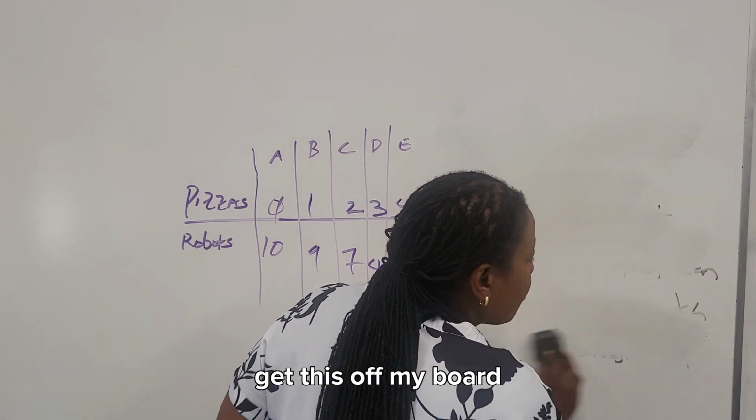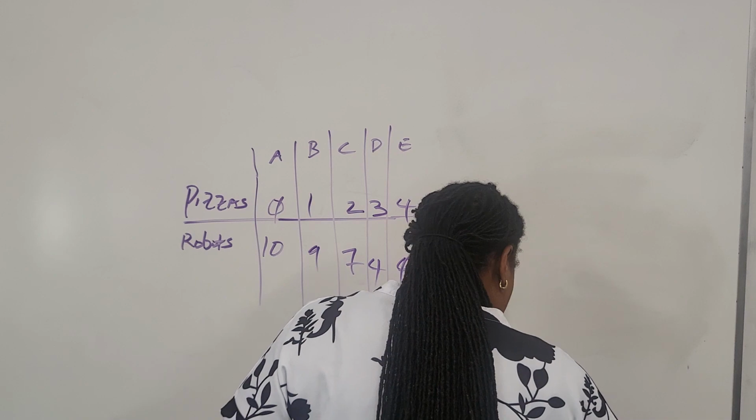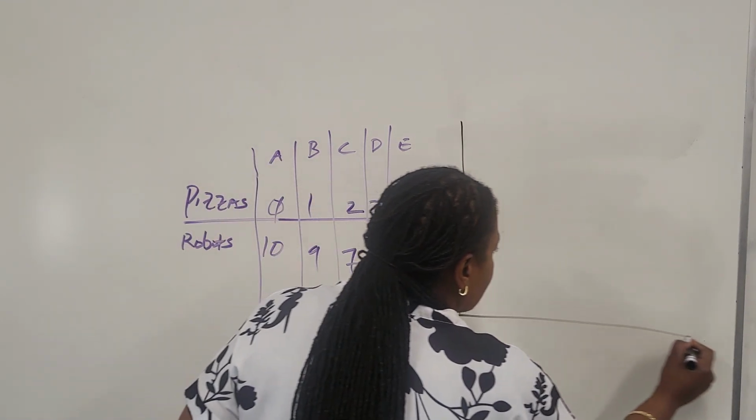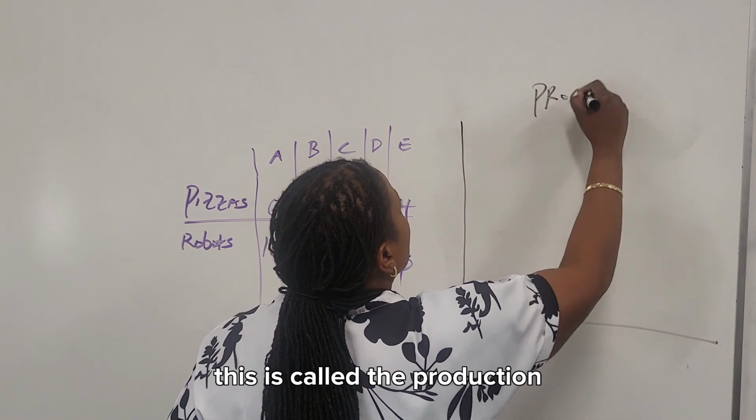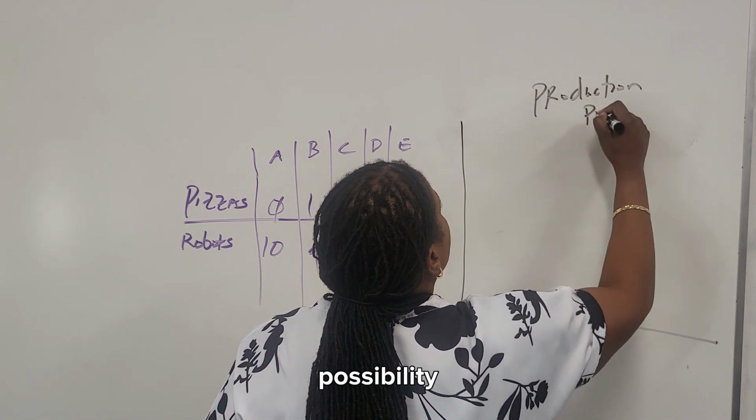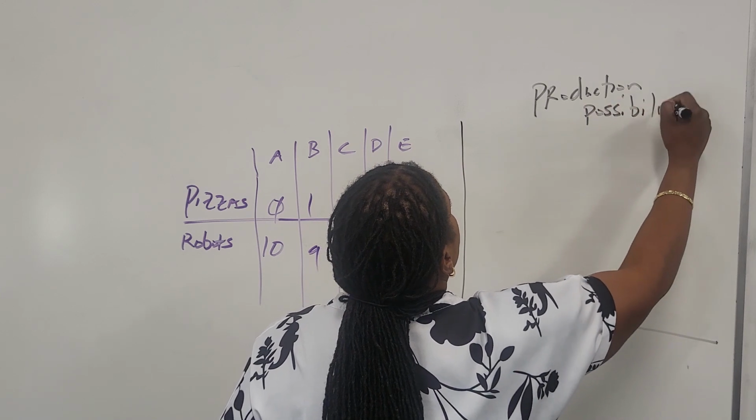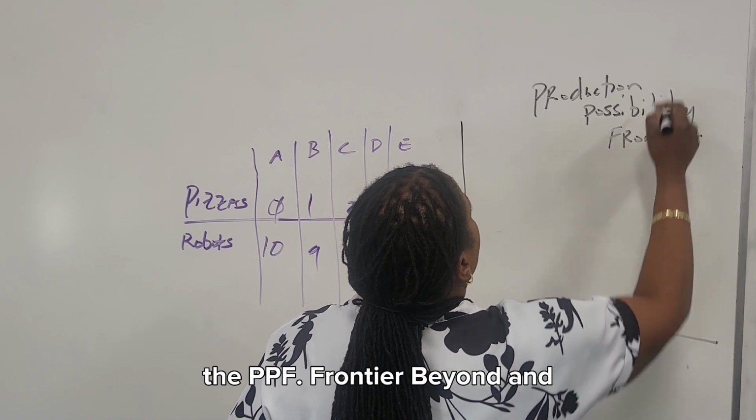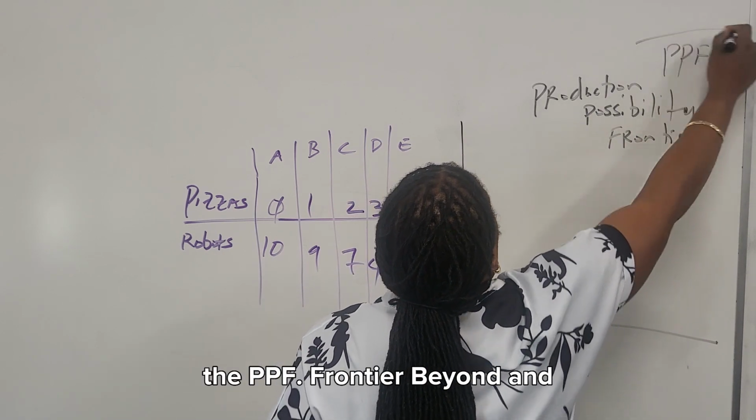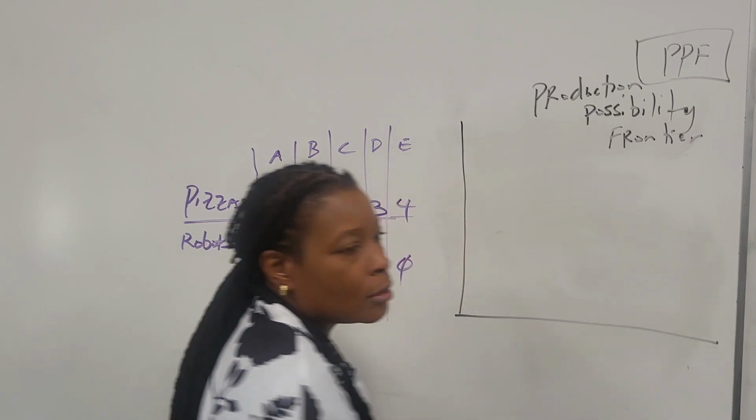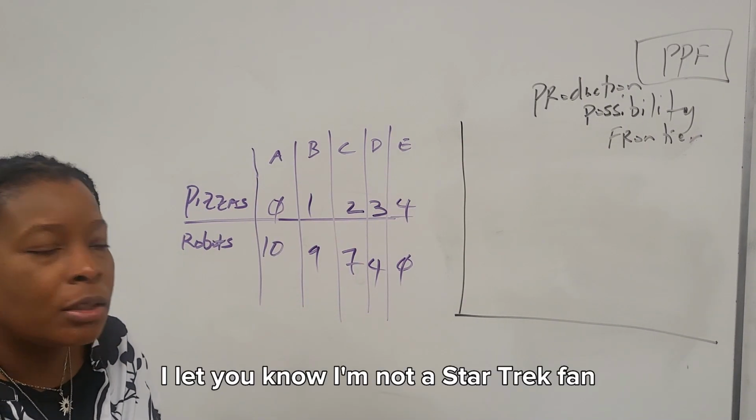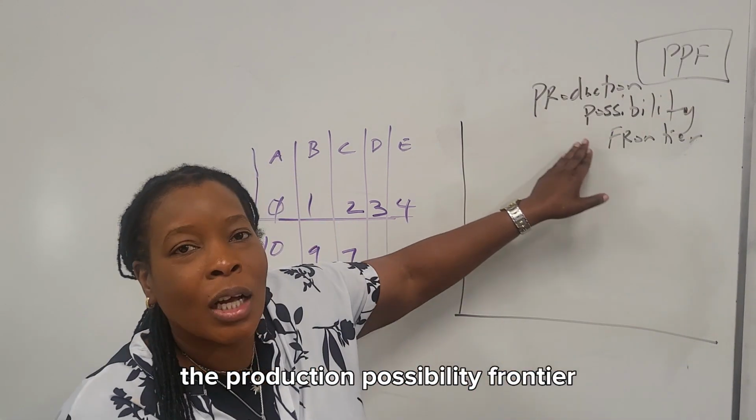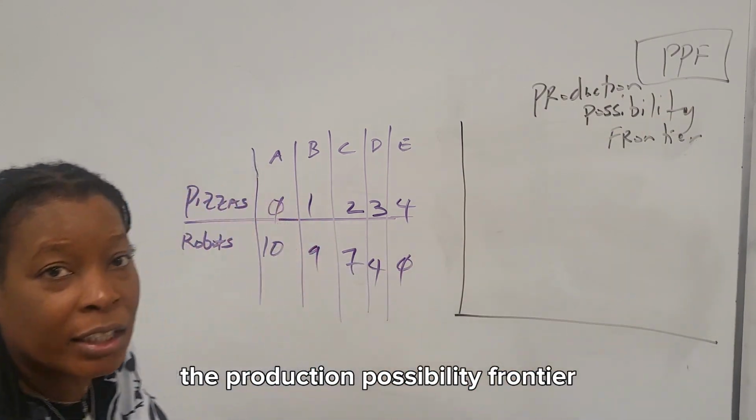Let me get this off my board, and let us sketch this. This is called the production possibility frontier, the PPF. I like that name. Frontier, beyond, and I'm going to say something that lets you know I'm not a Star Trek fan: beyond the frontier. Anyway, the production possibility frontier.